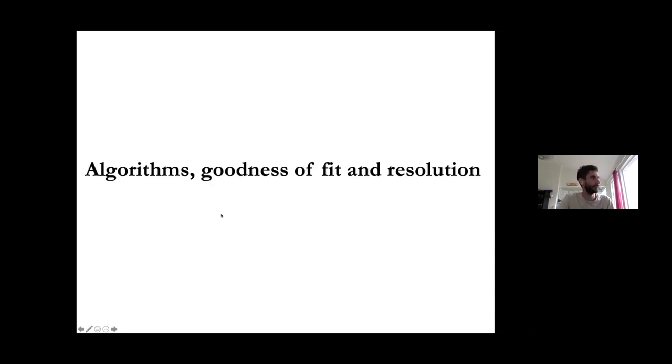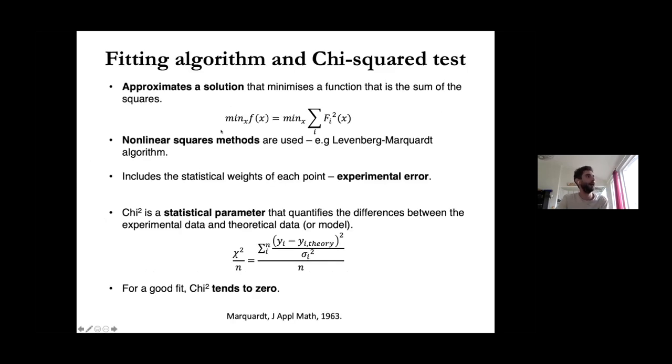So first, it's the algorithm for optimizing the model and goodness of fit. So basically what happens is that when you implement a model to fit your small angle scattering data, there is a difference between this model and your experimental data. So what you want to do is use an algorithm that will optimize and minimize the difference between the experimental data and the data from the model. So basically this is the algorithm for fitting small angle scattering data. Normally we use nonlinear least squares methods, for example, the Levenberg-Marquardt algorithm.